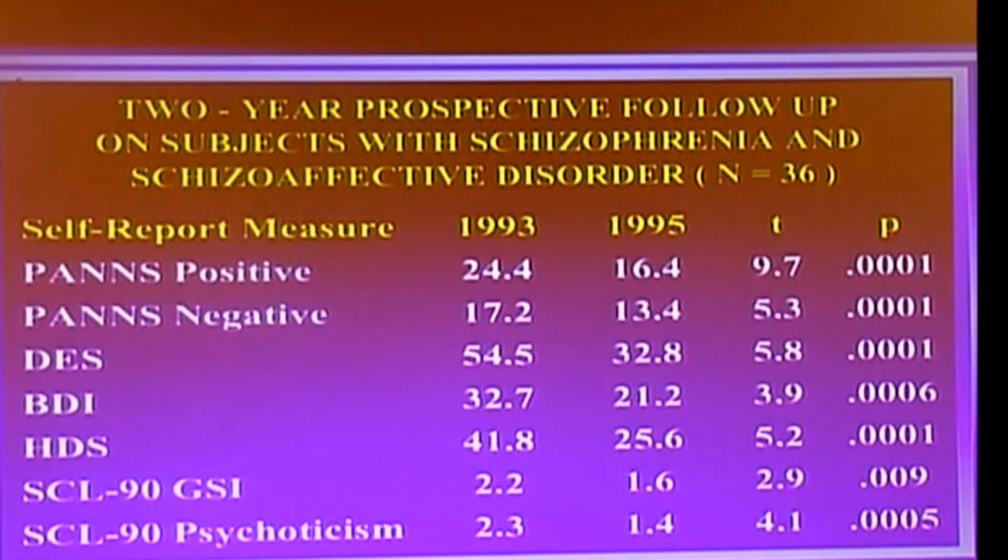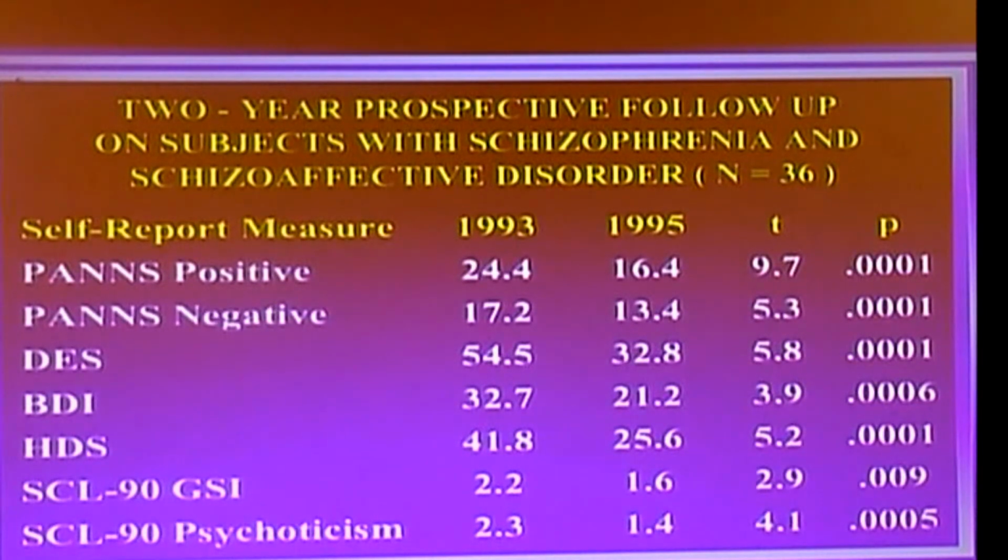Oh, look at that, their PANSS positive symptoms have gone down, their negative symptoms have gone down. The PANSS, that's the Positive and Negative Syndrome Scale that I showed you before. Dissociation, DES has gone down, Beck Depression Inventory, Hamilton Depression Scale, and the SCL-90 kind of measures all kinds of stuff, and it's got a psychoticism subscale which has gone down. So 4 different measures of psychosis gone down 1/3 to half.